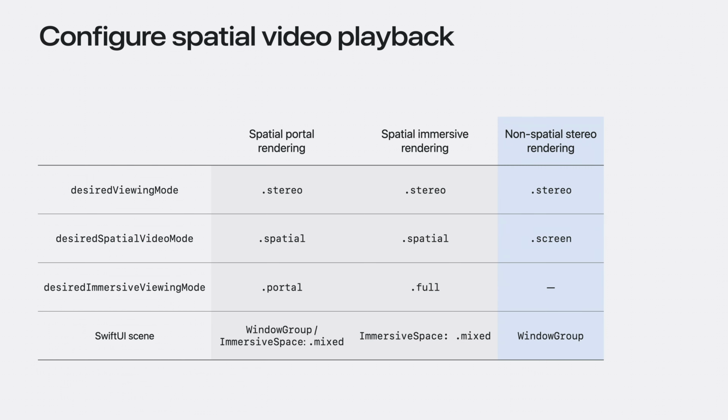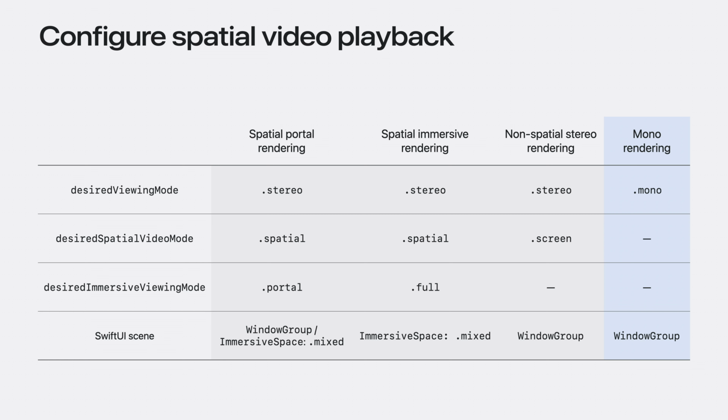To render as traditional stereo without spatial styling, set desired spatial video mode to Screen. Immersive viewing modes do not have an effect in this mode. Spatial videos can also render monoscopically with a desired viewing mode of Mono. In this mode, neither spatial video mode nor immersive viewing mode have an effect. These non-immersive modes are typically in a window group in the shared space.